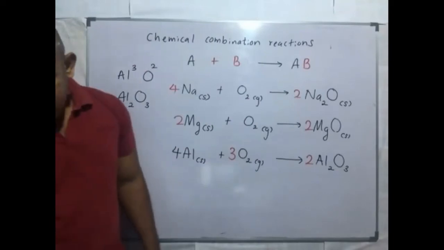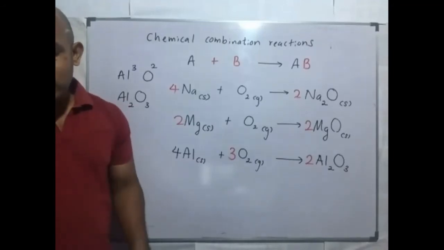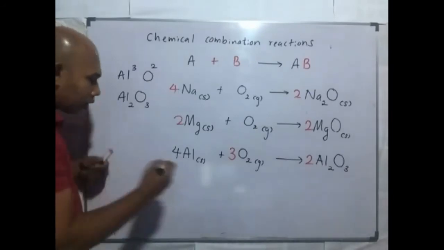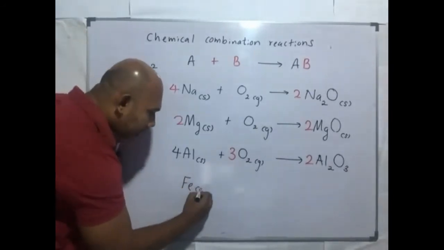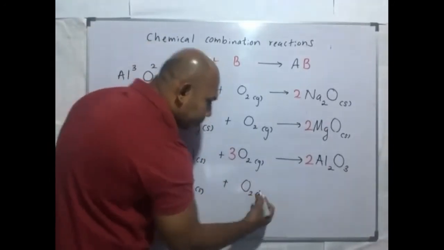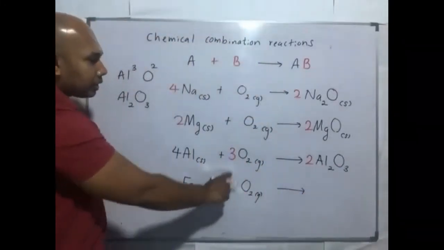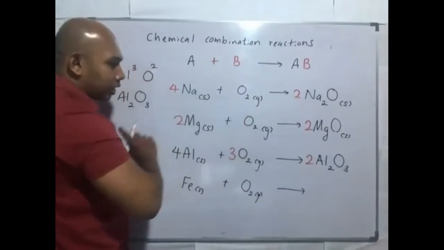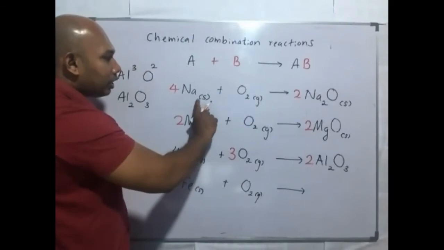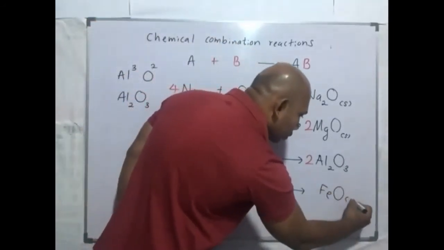Then write the last one. Reaction of iron with oxygen gas. So assume the valency of iron is 2, right? Valency of iron is 2. Iron Fe, solid, ferrum. React with oxygen gas, making iron oxide. Iron and oxygen have equal valency like magnesium and oxygen. Formula FeO, solid.